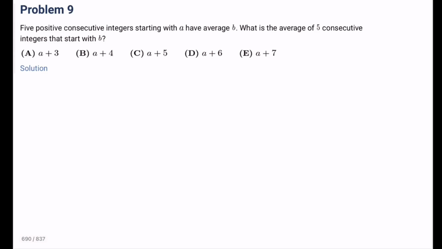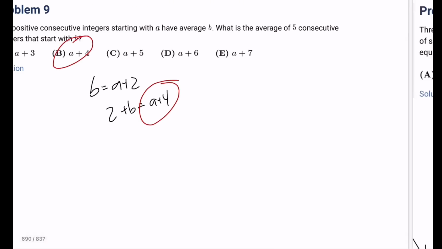Number 9. 5 positive consecutive integers starting with A have average B. What's the average of 5 consecutive integers that start with B? Okay, so if we have 5 consecutive positive integers, then their average is always going to be A plus 2. So we know that B is equal to A plus 2. And we want the average of 5 consecutive integers that start with B. The average of 5 consecutive integers that start with B is going to be 2 plus B. So 2 plus B, substituting that, is just going to equal A plus 4. And that's our answer, very simple.